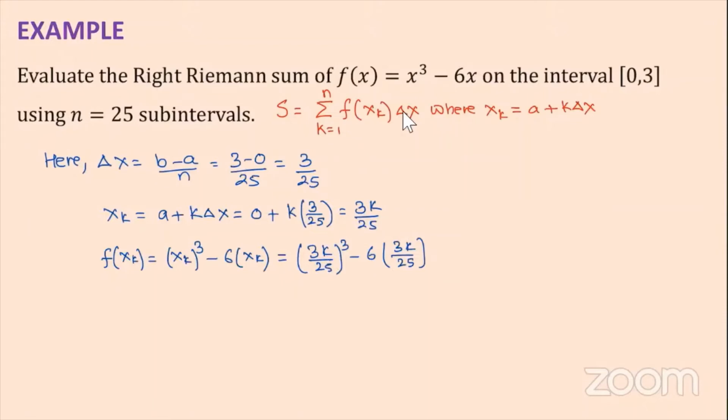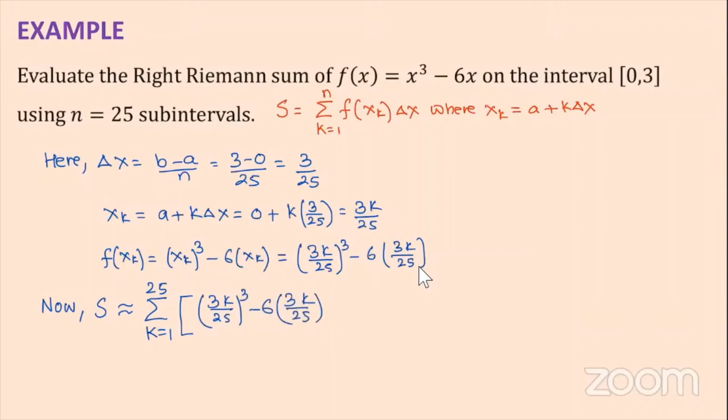So now let's plug into the formula. Now the Riemann sum or the area under the curve will be approximately equal to the summation from k equal to 1 through n, which is 25 in this case. f of xk is this one. So let me write that: (3k over 25) cubed minus 6 times 3k over 25. That is f of xk multiplied by delta x. Delta x is 3 over 25.